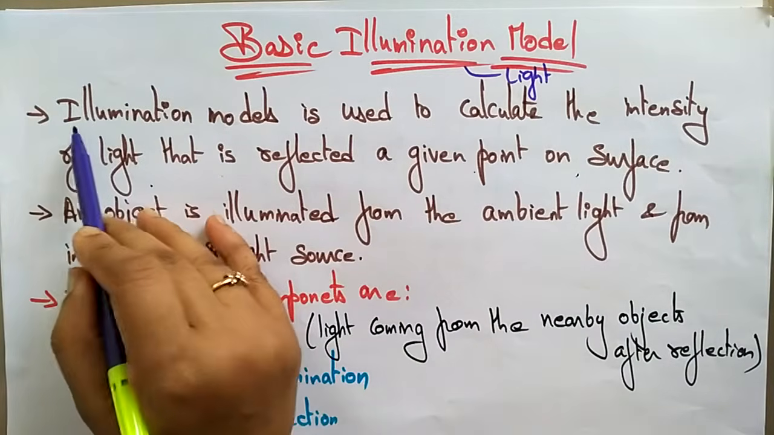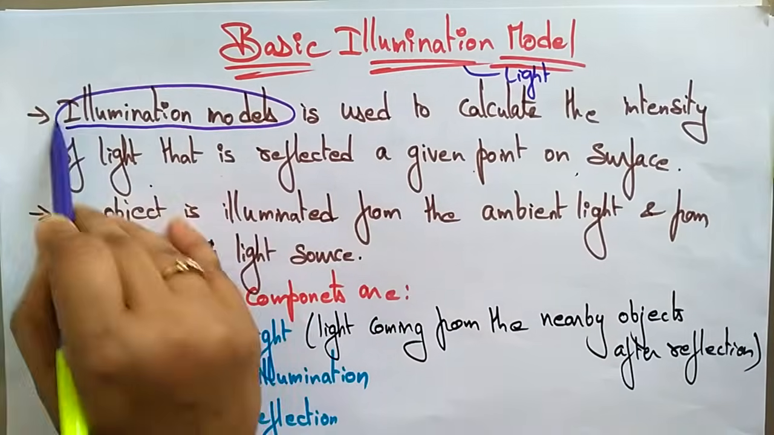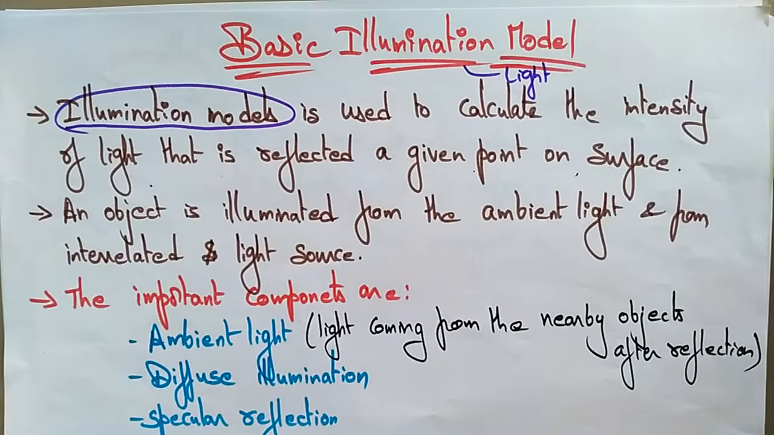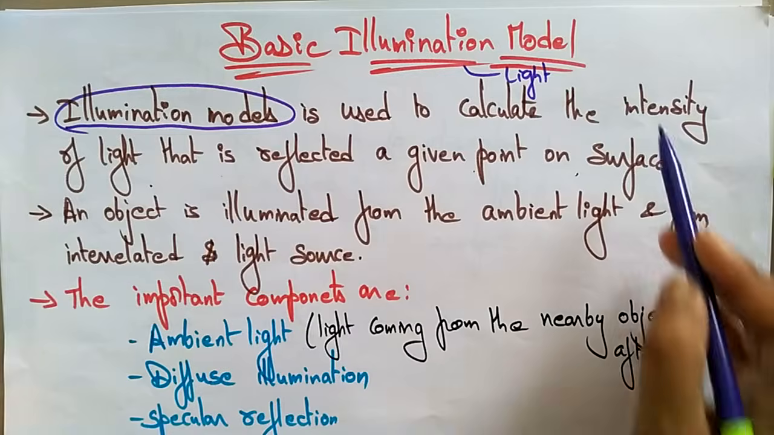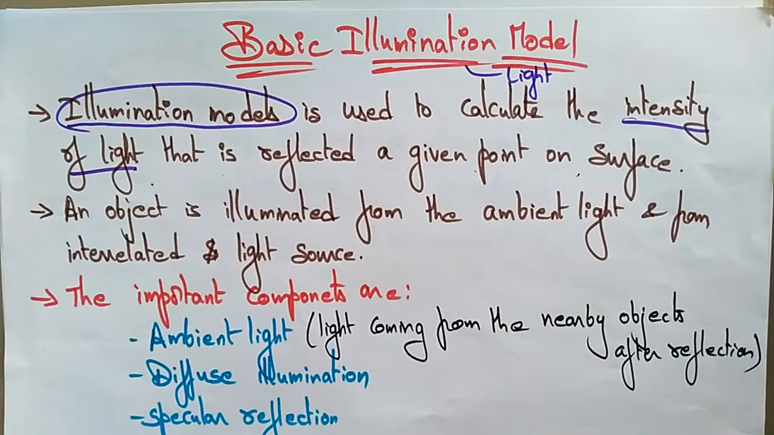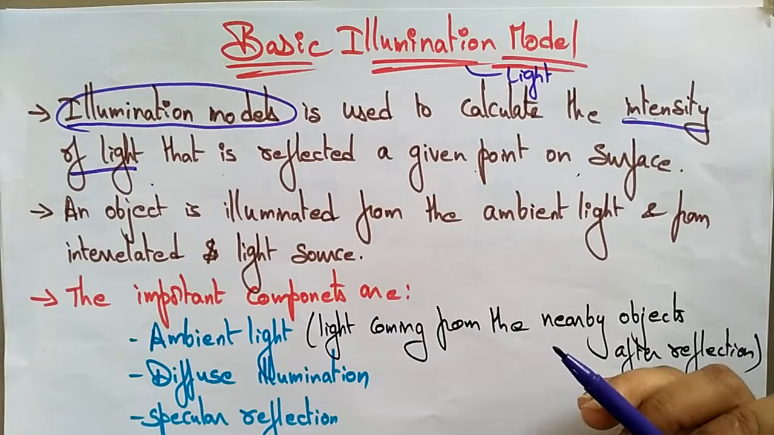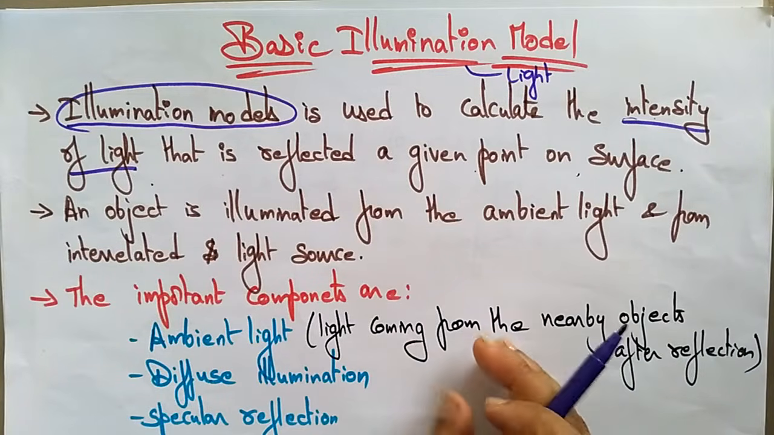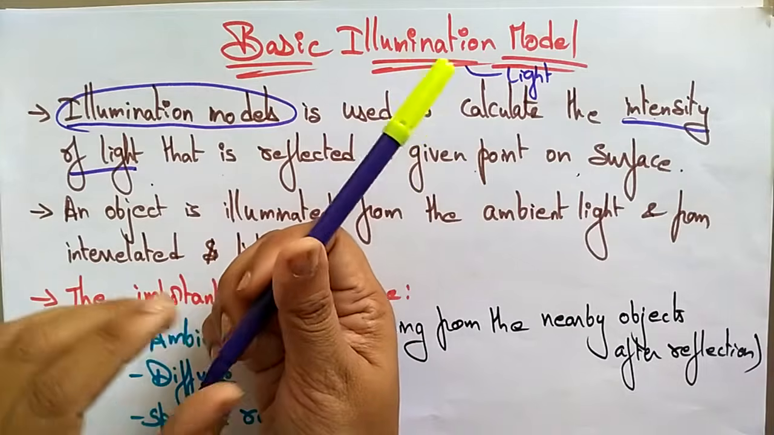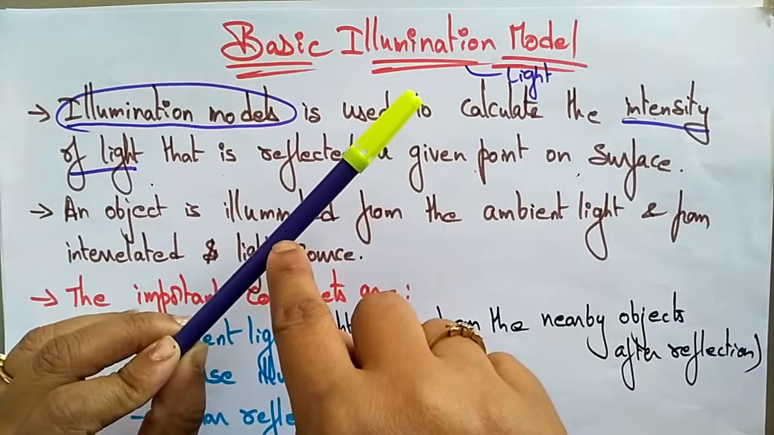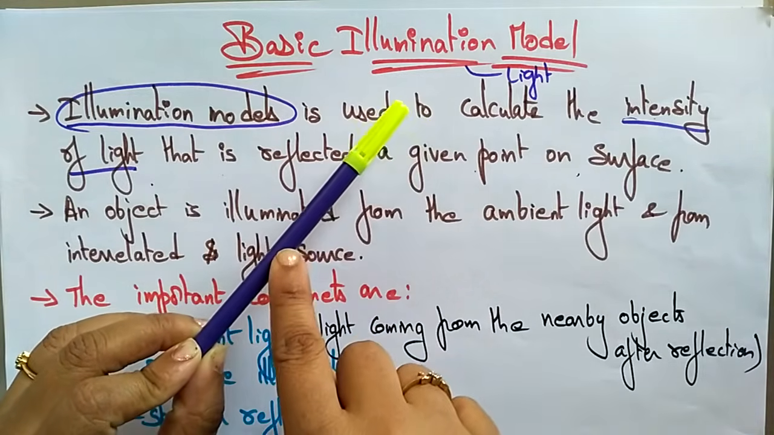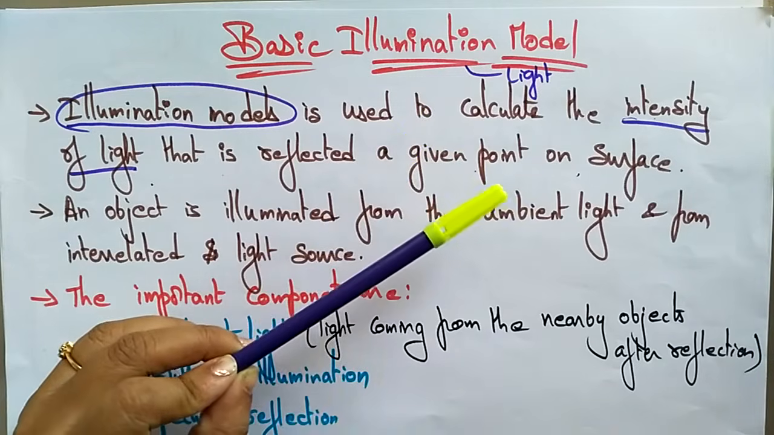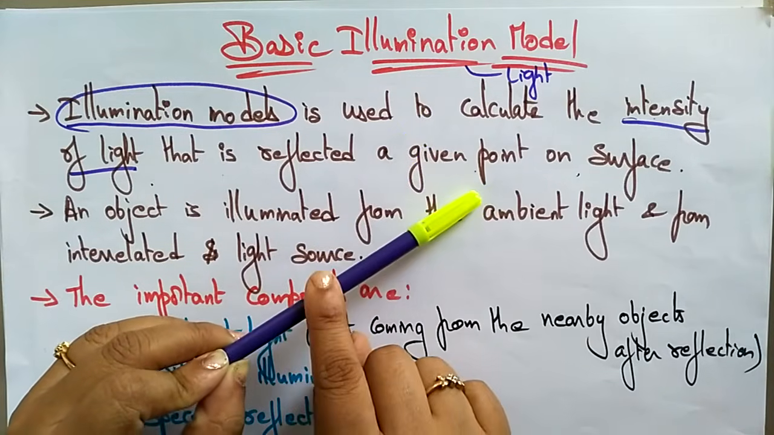So what does it mean? First of all, what is an illumination model? It is used to calculate the intensity of the light. So what is this intensity of light? The intensity of light means how much light is placed on the surface. Suppose you take this pen. On this pen, a light is illuminated, meaning the light is projected on it.